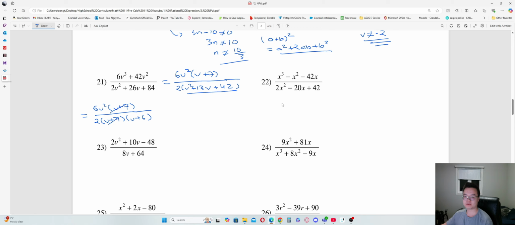So v plus 7 cancel out. 6 and 2 can simplify further. I will have 3 and 1. Then I'll have 3v squared over v plus 6. My NPVs is v cannot be equal to negative 6 and negative 7.